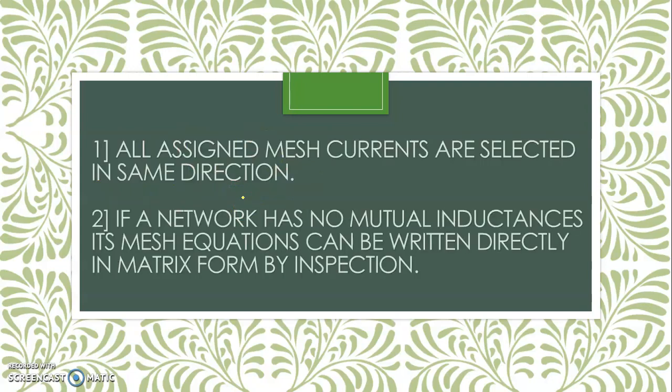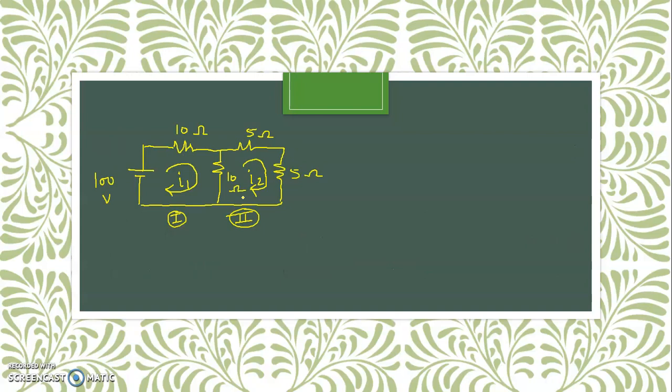Another point to remember is if a network has no mutual inductance, as in this given example, its mesh equations can be written directly in matrix form by inspection. But I will just write the expressions by inspection instead of writing them in matrix form. Okay, so now how to write those expressions by inspection?